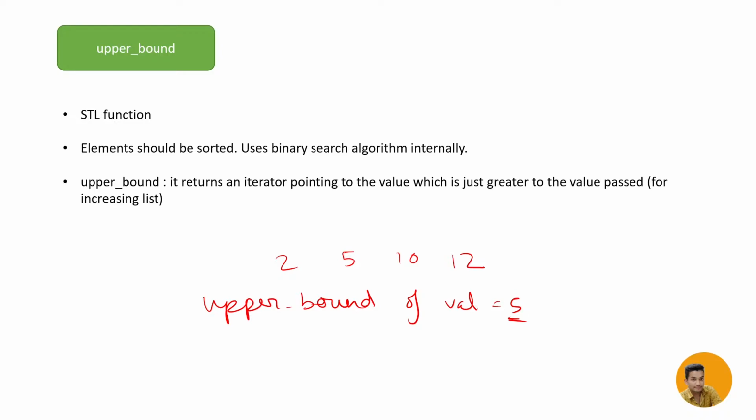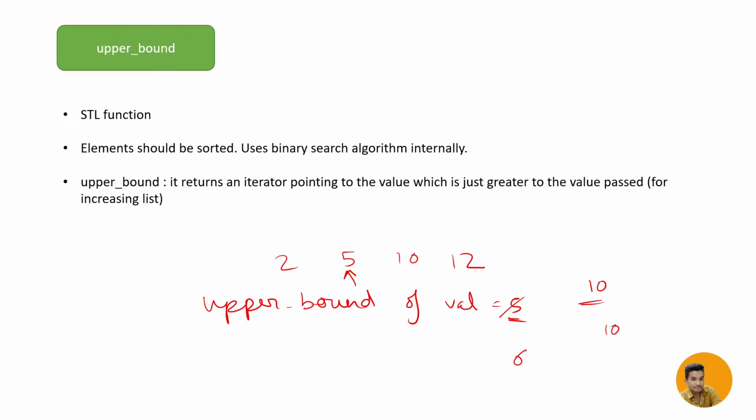Even though 5 is present in the list, it is not going to give this value, it is going to give the next greater value. Which is the next greater value? 10, right? So it is going to give 10. This is the slight difference: lower bound gives even the equal value if it is present in the list, but upper bound gives the next greater value. Let's take another example, upper bound of 6. Again it will be 10 only, because the next greater value is 10. So this is how lower bound and upper bound work.